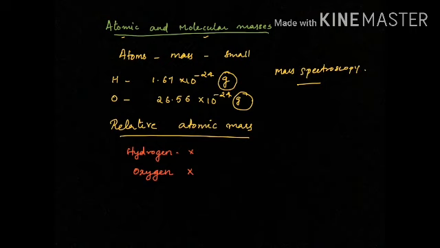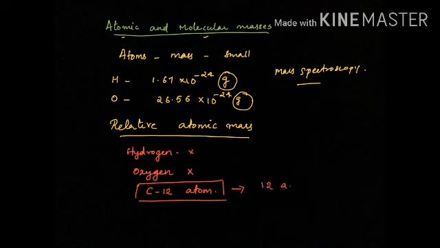After a long time, we found out that if we use the carbon 12 atom as the standard one, we can find the atomic masses of the other elements. So now we are using the carbon 12 atom as the standard. What is the mass of the carbon 12 atom? We take the carbon 12 atom's mass as 12 AMU. What is AMU? Atomic mass unit. So carbon 12's mass is 12 AMU.